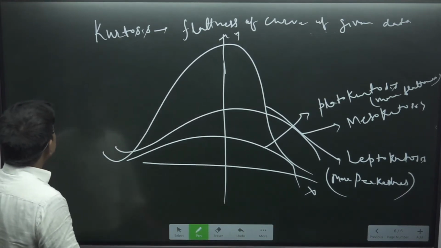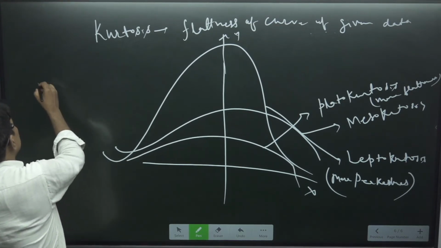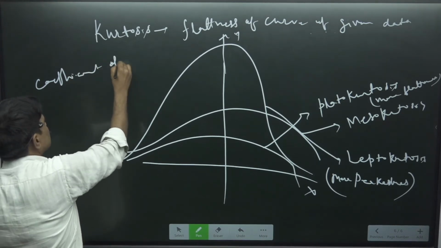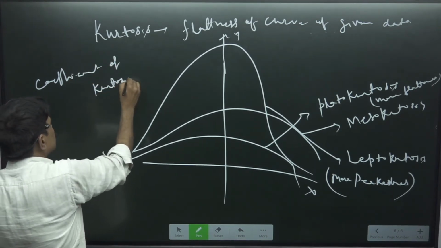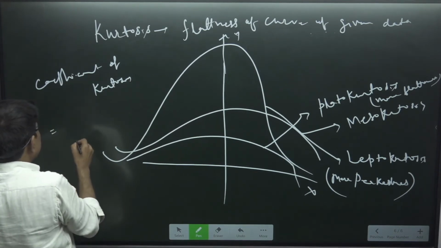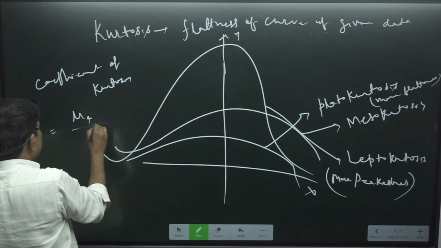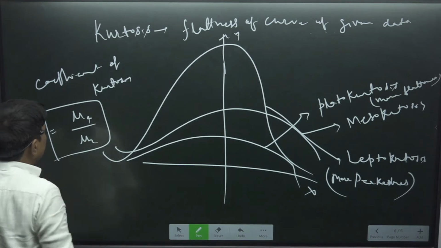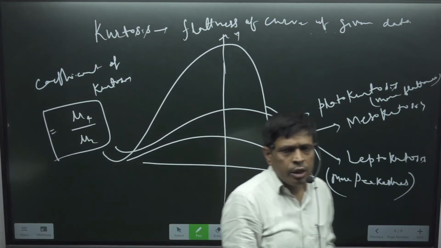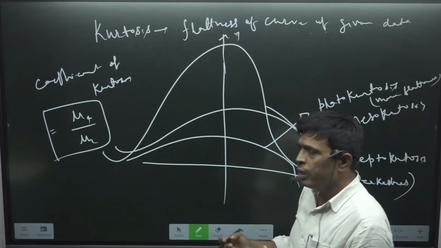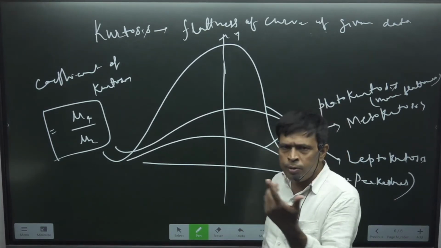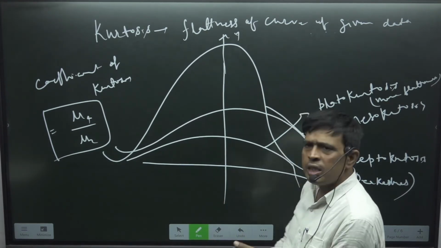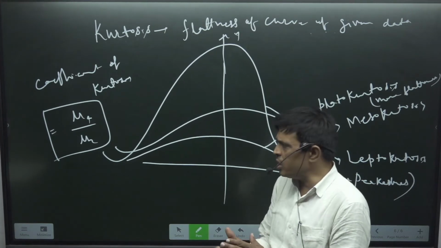So nothing but coefficient of kurtosis is represented by B4 upon B2. Okay, so B4 क्या होता है? That means the fourth moment. So one by one we recap all those things. First moment represents the mean, second moment represents the variance, standard deviation, ठीक है, okay.